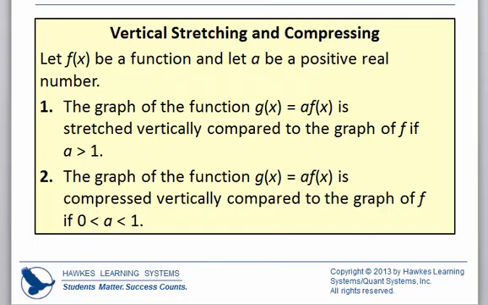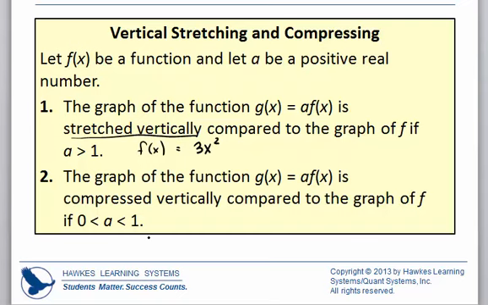So what this is saying is that if you have a function, say the squared function, and you place an a value in front of the x squared, multiplying it onto the function. If the a is greater than 1, for example 3, then that is going to cause the graph to stretch vertically.